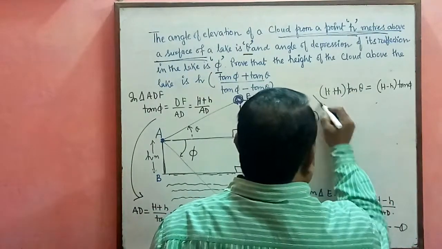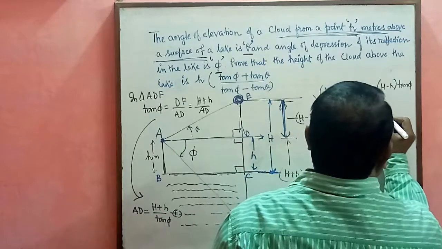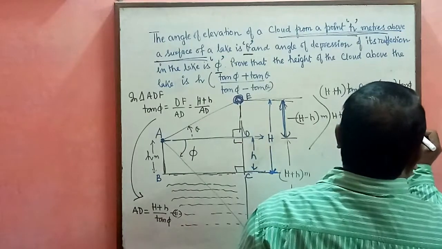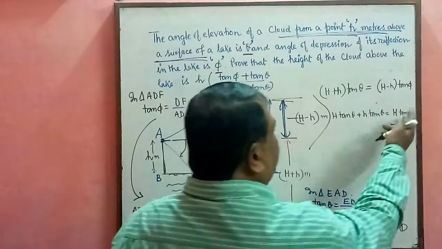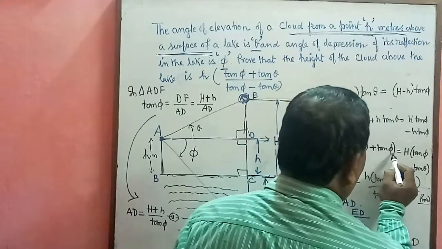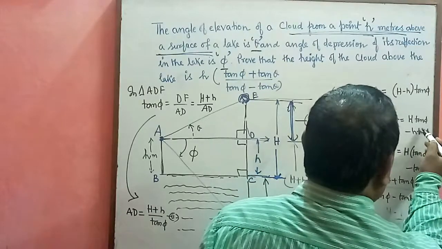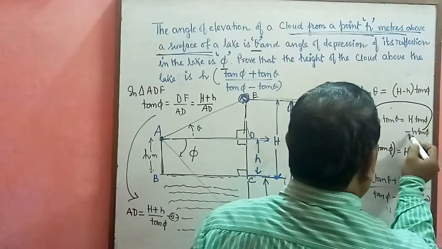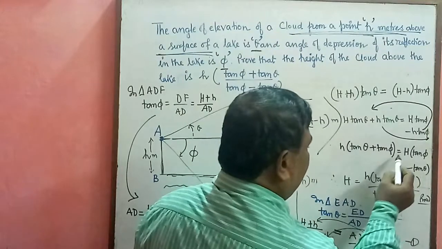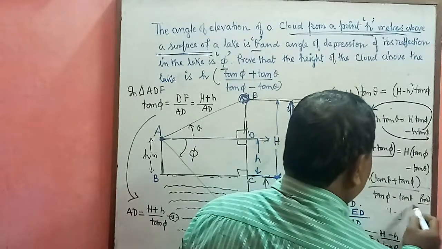So H tan theta plus h tan theta is equal to H tan phi minus h tan phi. If I take this side, h times tan theta plus tan phi is equal to H times tan phi minus tan theta. Because we are taking this to this side, this is plus, and this is minus. So H is equal to ultimately h times tan theta plus tan phi upon tan phi minus tan theta.